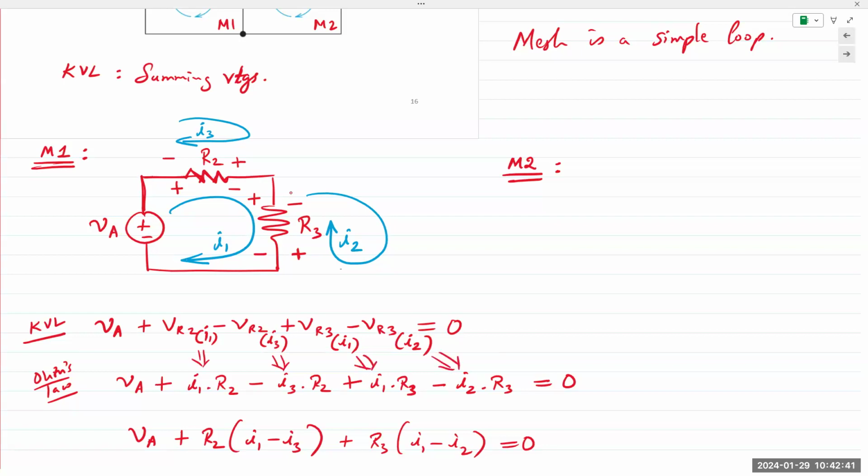So you can see how I added up the voltages. VR2 due to I1, I apply Ohm's law, V equals IR. Voltage is the product of the current and the resistor. In resistor R2, the voltage again is due to the two mesh currents, I1 and I3.